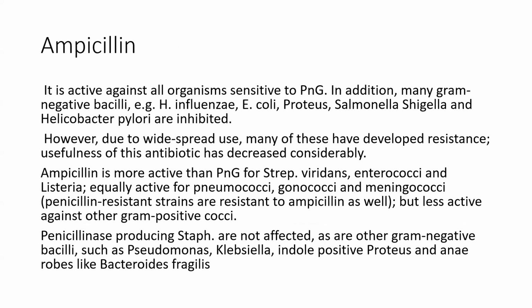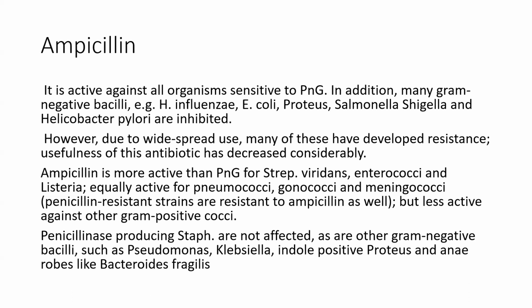Ampicillin is active against all organisms sensitive to penicillin G. In addition, many gram-negative bacilli, for example H. influenzae, E. coli, Proteus, Salmonella, H. pylori, are inhibited. However, due to widespread use, many of them have developed resistance. Ampicillin is more active than penicillin G for Streptococcus viridans, Enterococci, Listeria, and equally active for pneumococci, gonococci, meningococci, but less active against the other gram-positive organisms.